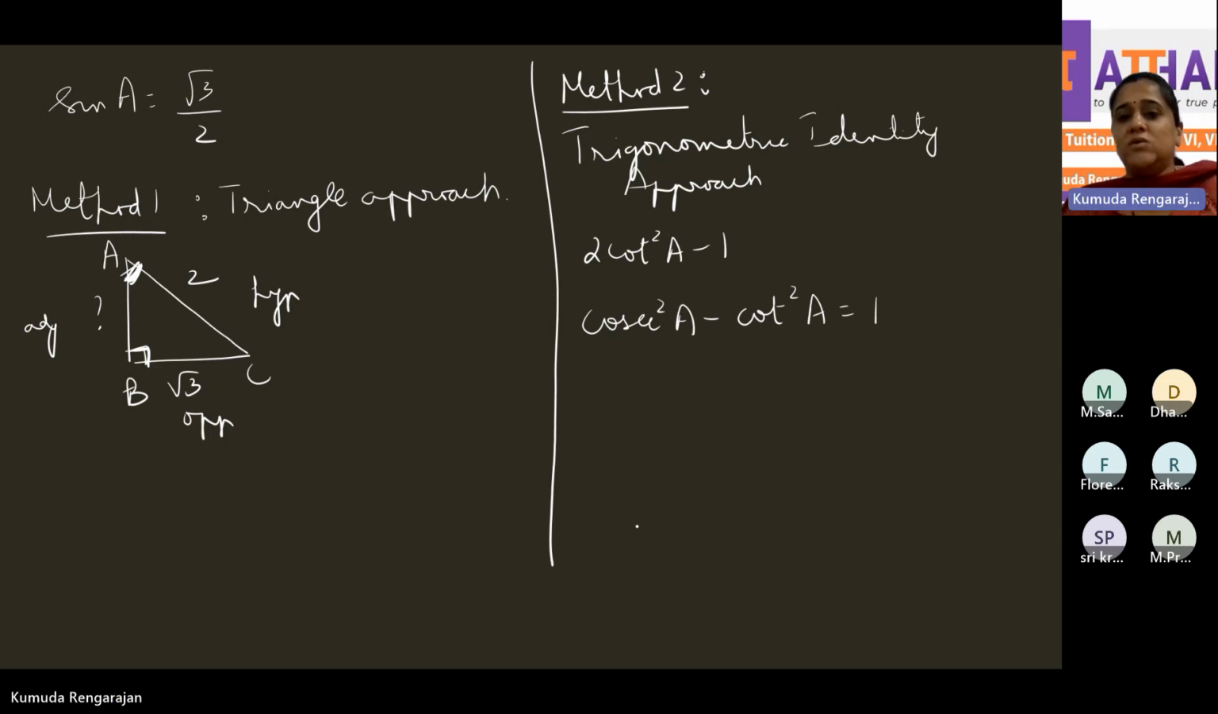We understand why this identity helps you to find cot square A. Whenever you use an identity, one you have to find, the other one you should know.